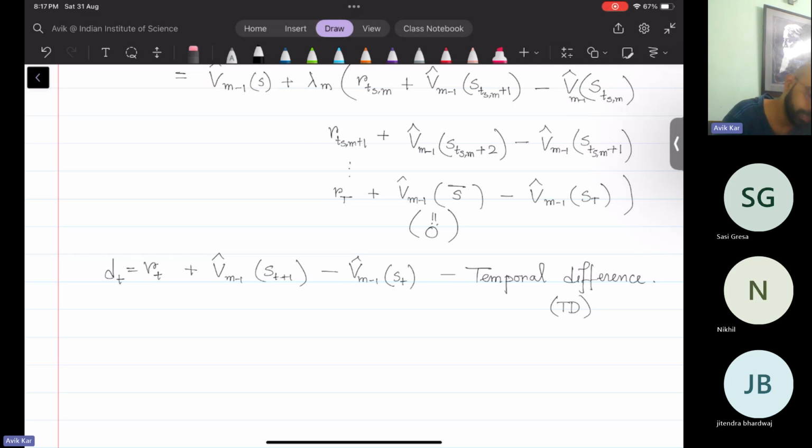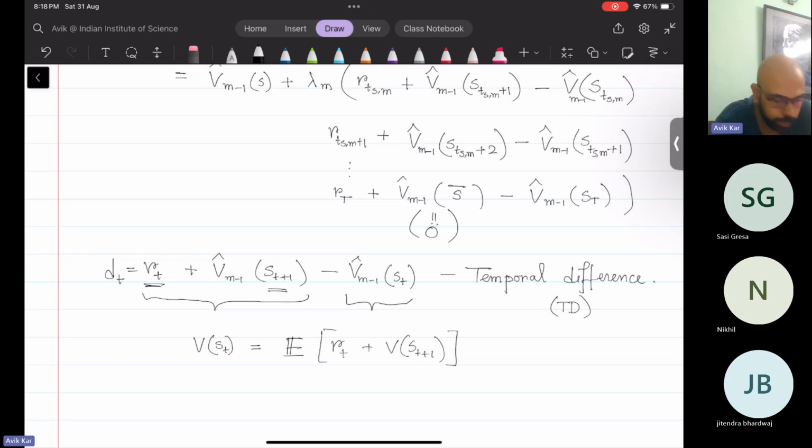Why is it called temporal difference? Based on the samples you had till S_T, you had an estimate of the value function, the second term, which you are subtracting. And based on the additional sample, you have got one reward, and you have got the next state. If you go with the Bellman equation, what does the Bellman equation say? It says that V(S_T) equals the expected value of R_T plus V of S_(T+1), right?